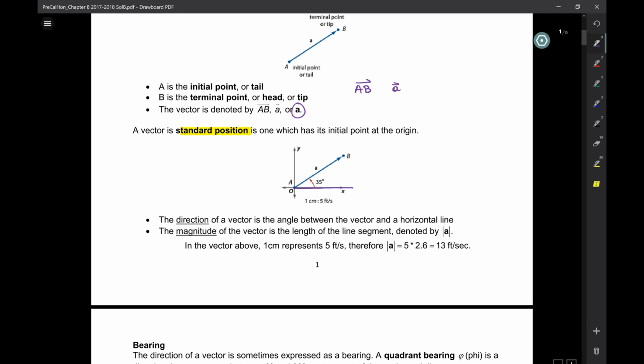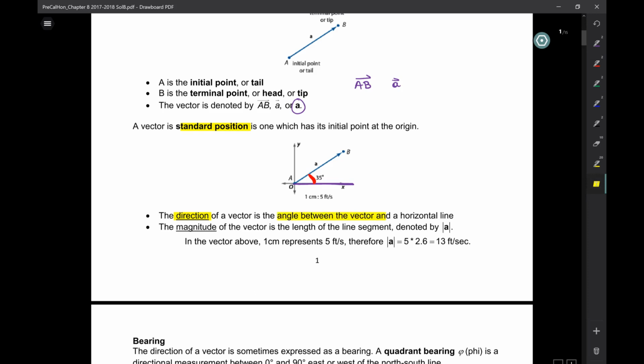Take a look at the horizontal line. There has to be a horizontal line for reference drawn at the initial point of the vector, right? And then we go counterclockwise from that, and the angle through which you go counterclockwise will specify the direction, all right? So that's 35 degrees. So the direction is the angle between the vector and a horizontal line. If I had a vector out in space somewhere, I would draw a horizontal line at the initial point, and that angle would be the direction of it.